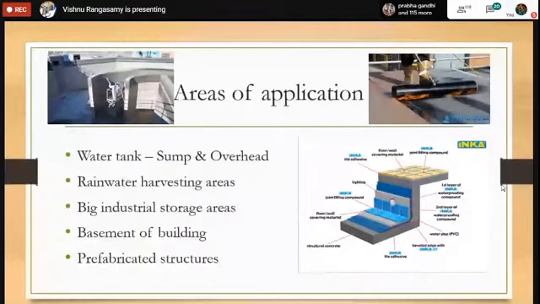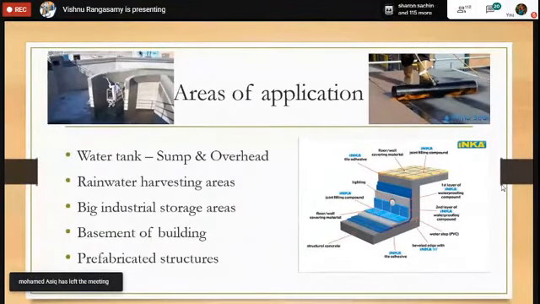Big industrial storage areas. If you are storing some cloths, if there is dampness, it will affect the quality of the cloth. So big industrial areas are nowadays going for water treatment, and we are offering it. It will reduce the dampness or even stop the dampness. For prefabricated structures like precast structures, we are going for waterproofing. But inside controlled conditions, we are applying both chemicals as well as waterproofing.